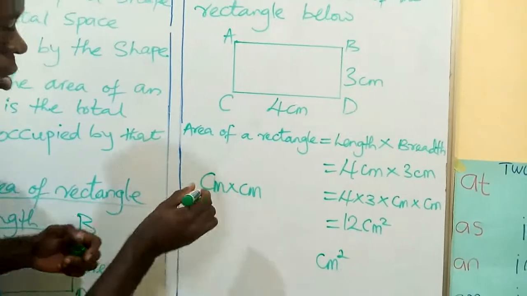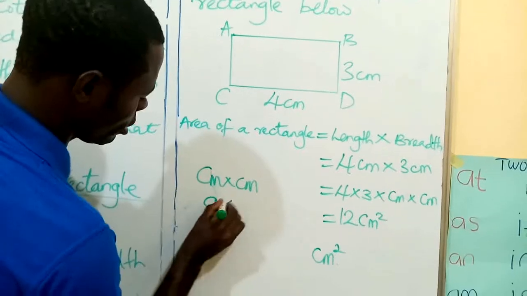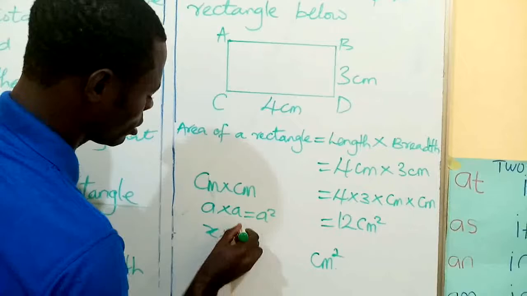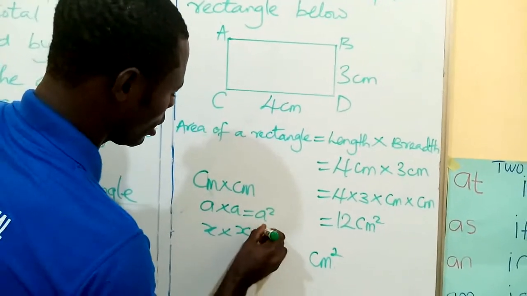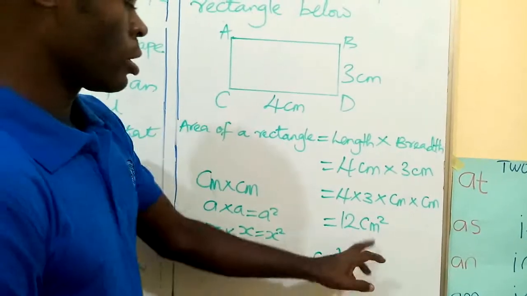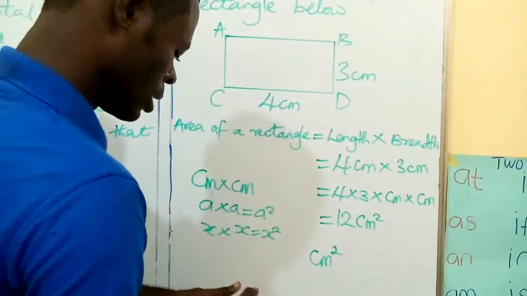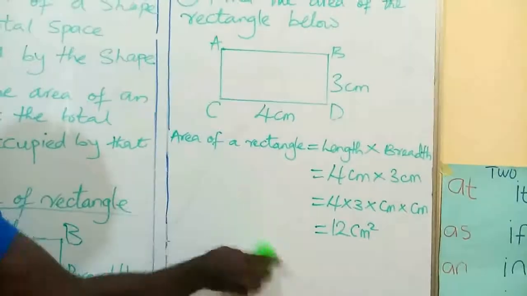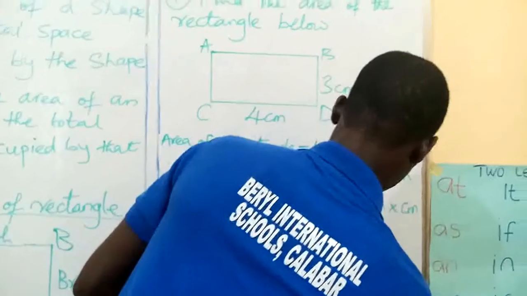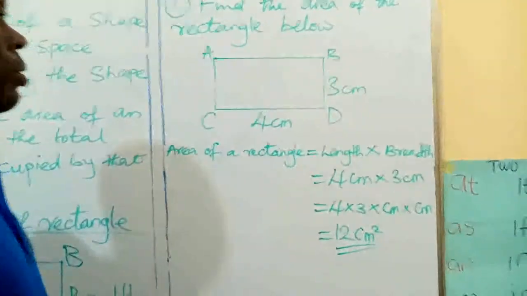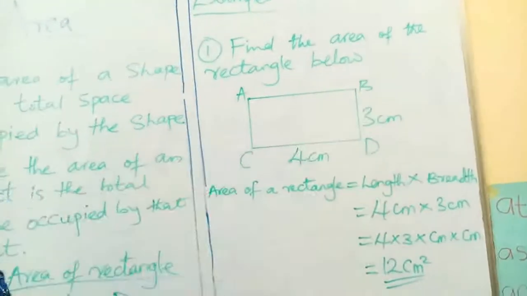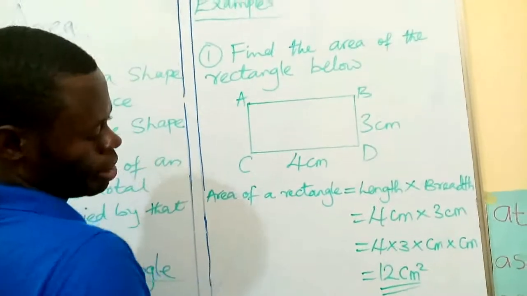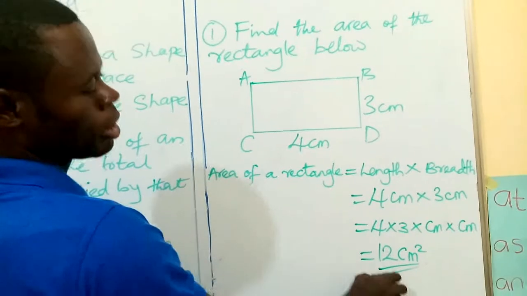Also, you have letters like a times a, giving you a squared. X times x, giving you what? X squared. That's why you have cm squared here. Alright? So our answer is 12 centimeters squared. That is the area of the rectangle on the board, rectangle A, B, C, D. The area is 12 centimeters squared.